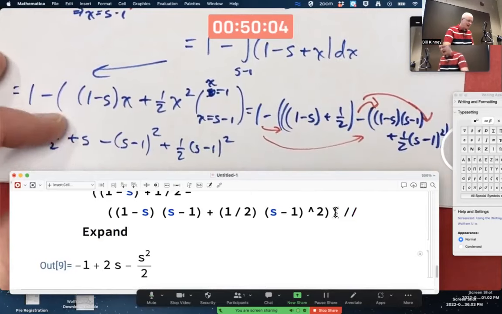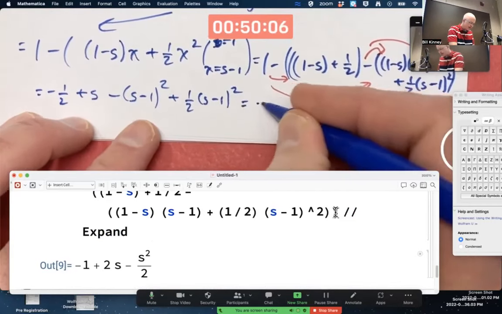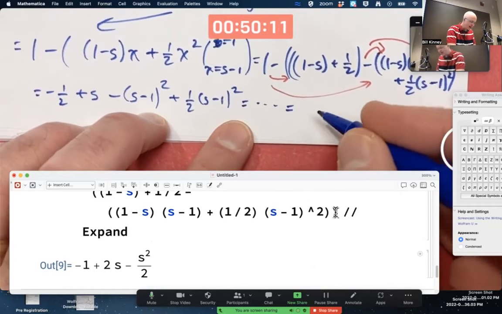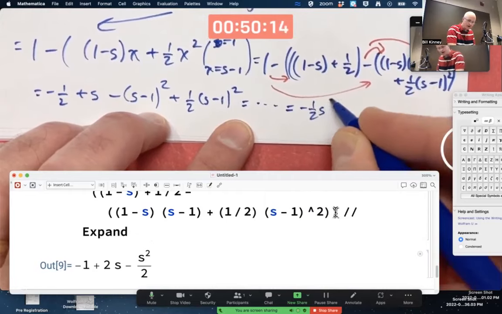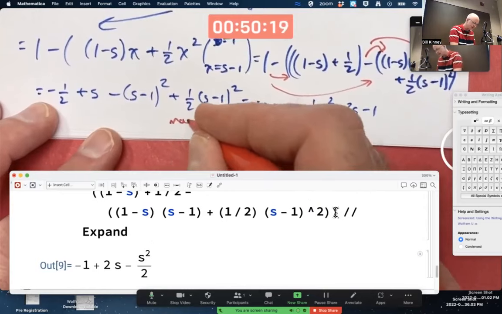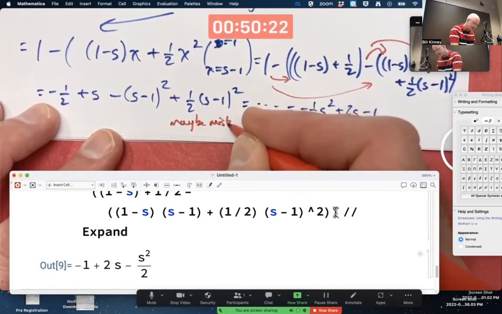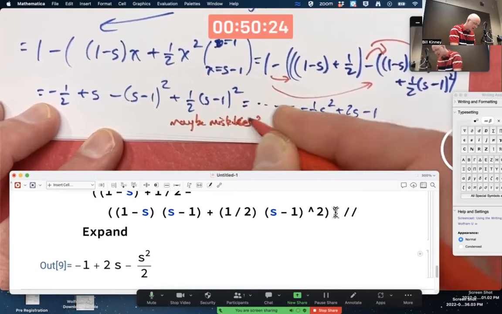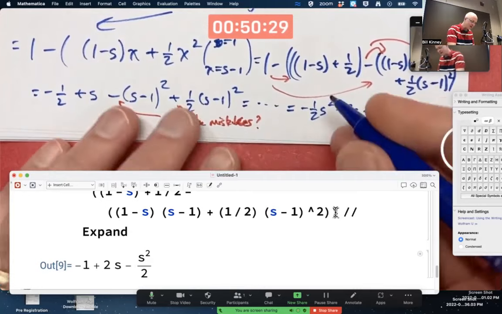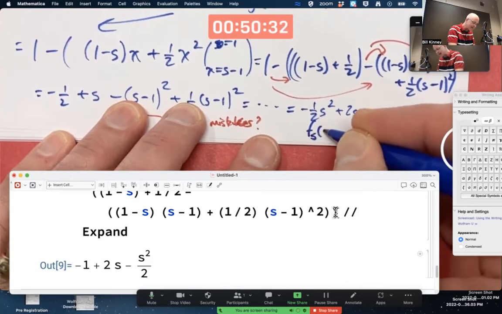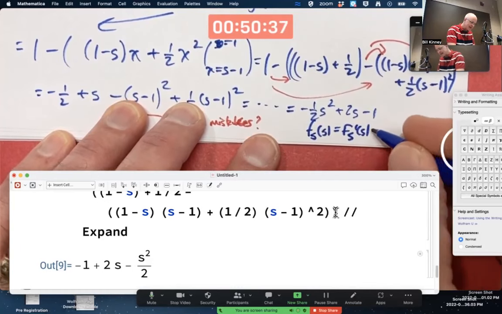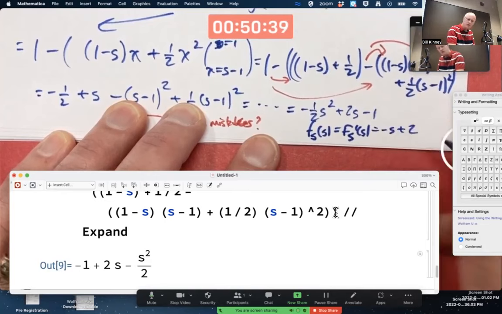Oh, okay. So I might have made a mistake here. Is that a minus sign or a plus sign? Is this a plus sign or a minus sign? I'm not sure. But Mathematica is saying the final answer is negative 1/2 s squared plus 2s minus 1. Maybe mistakes here and here. Okay. Trusting Mathematica, this being the final answer. What does that mean about little f sub s of s being the derivative of capital S sub s of s? It must be negative s plus 2.